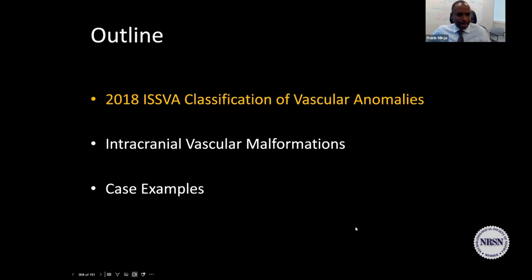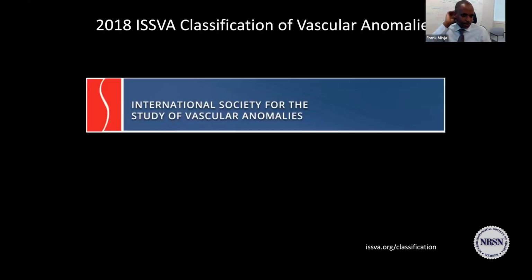So ISSVA. So what is ISSVA? ISSVA is the International Society for the Study of Vascular Anomalies, okay? And this is a group of people who've taken it upon themselves to identify and classify vascular anomalies throughout the human body, everywhere in the human body. So it's an extensive classification system, and they've taken upon themselves to do this task.